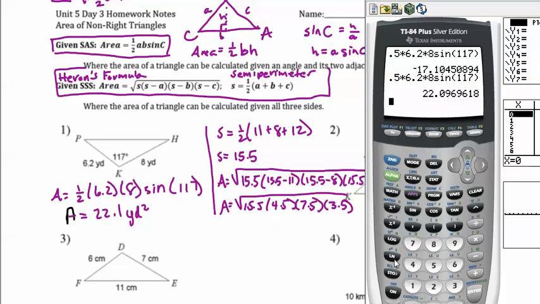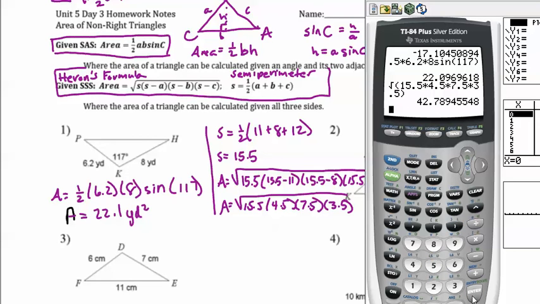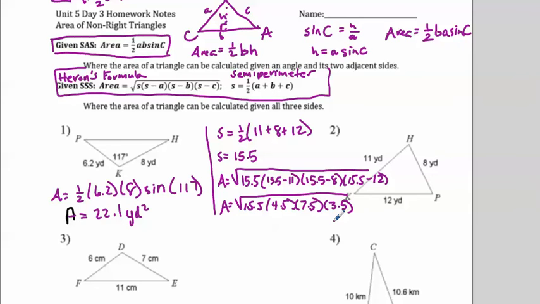Okay, so I'm going to type the second square root. Nope, just this one. Okay, 15.5 times 4.5 times 7.5 times 3.5. And I get 42.8, and my unit this time is, let's see, square yards.